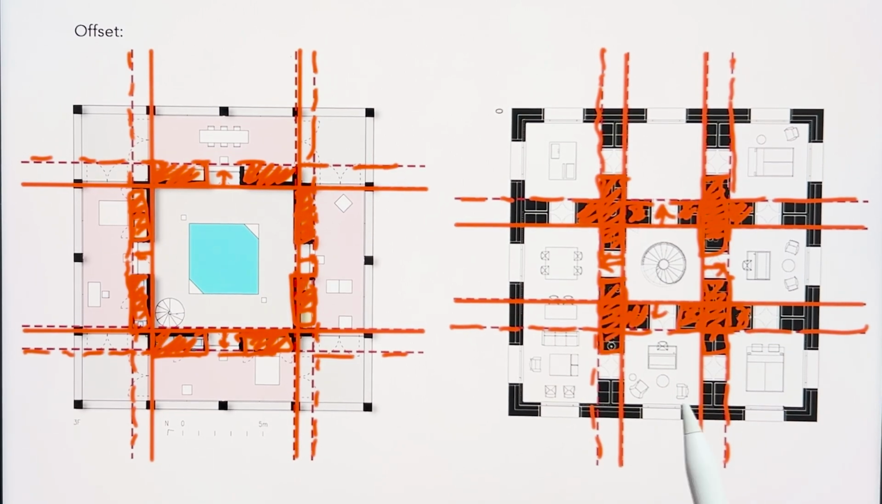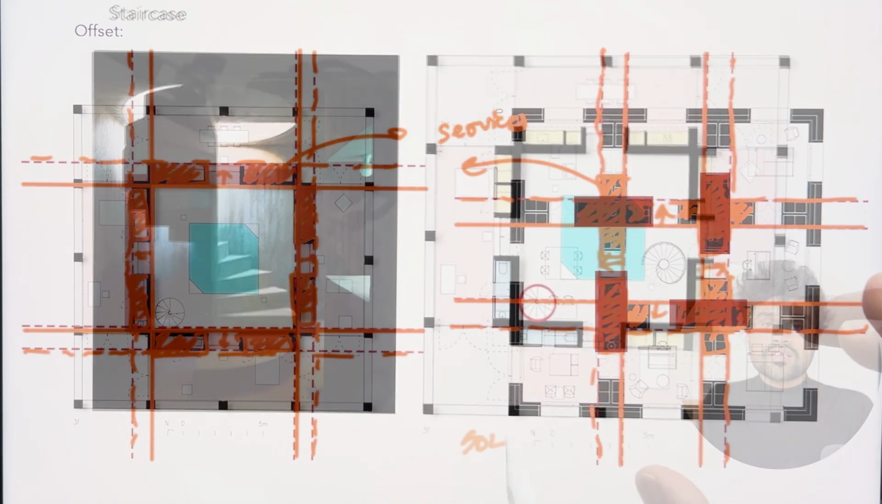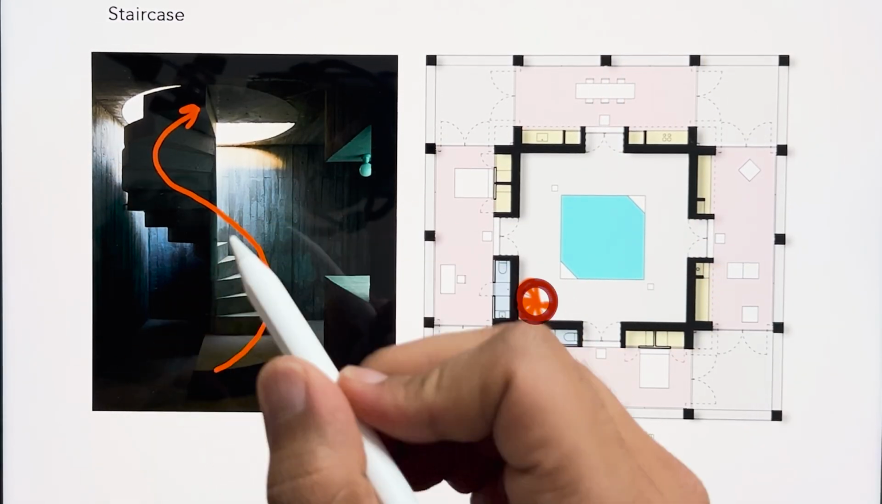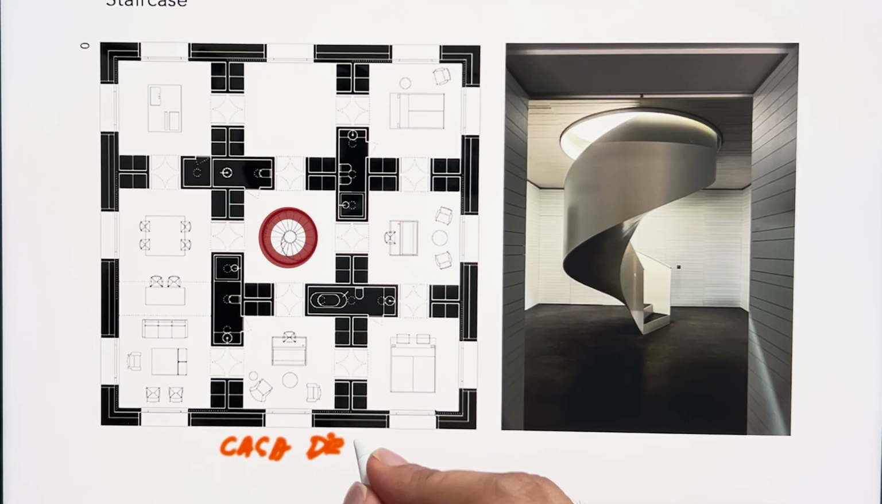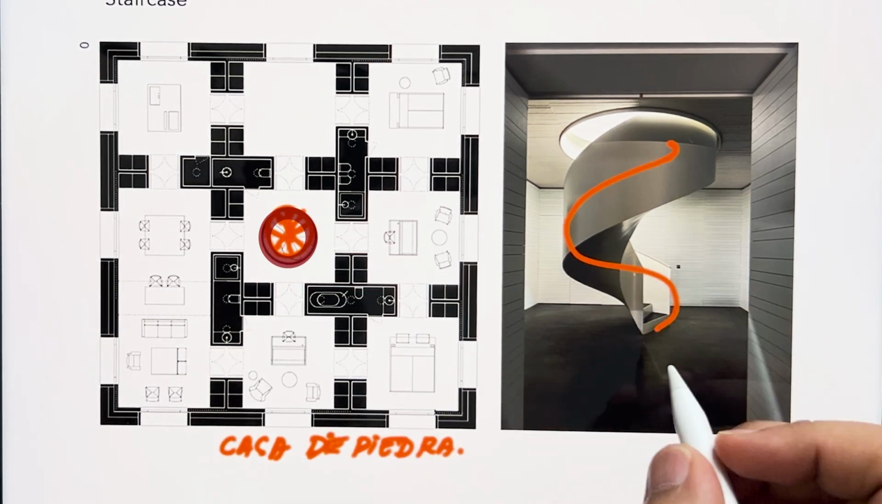So the principle of giving the offset is similar, but the execution is different. Both houses place the services in the center. Now let's consider the vertical circulation here. In the Solo house, the center part features a spiral staircase made of concrete. In the Tunon house, the center staircase serves as the hierarchical center of the house and is made of metal, also incorporating a spiral design.